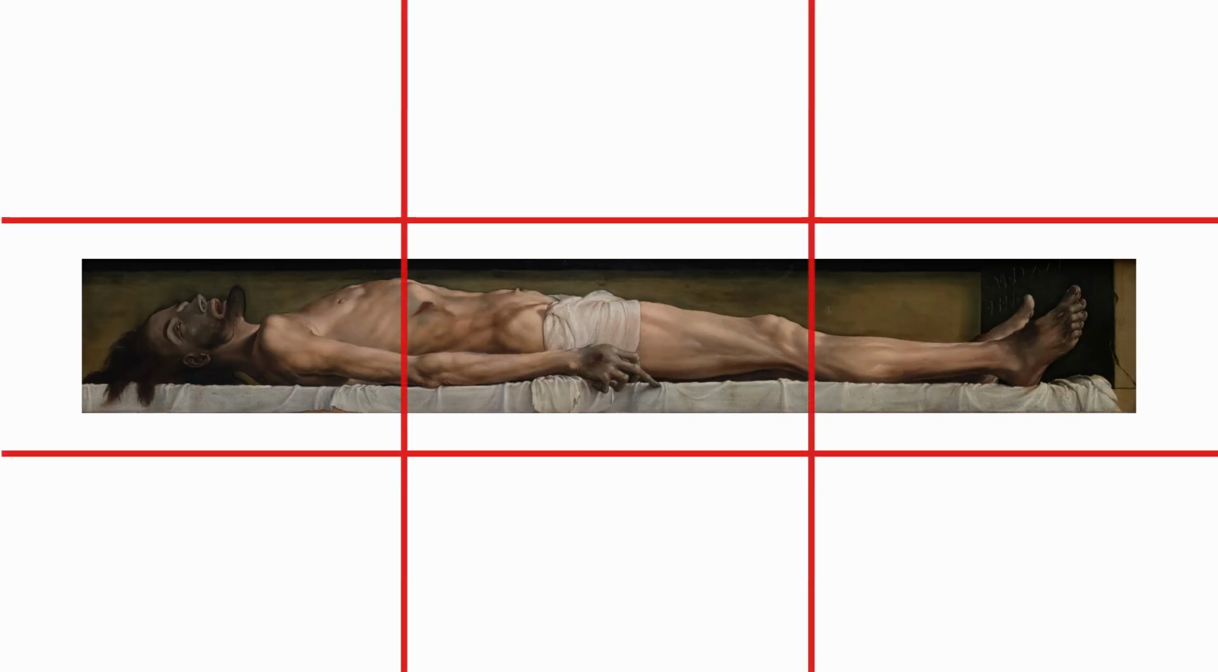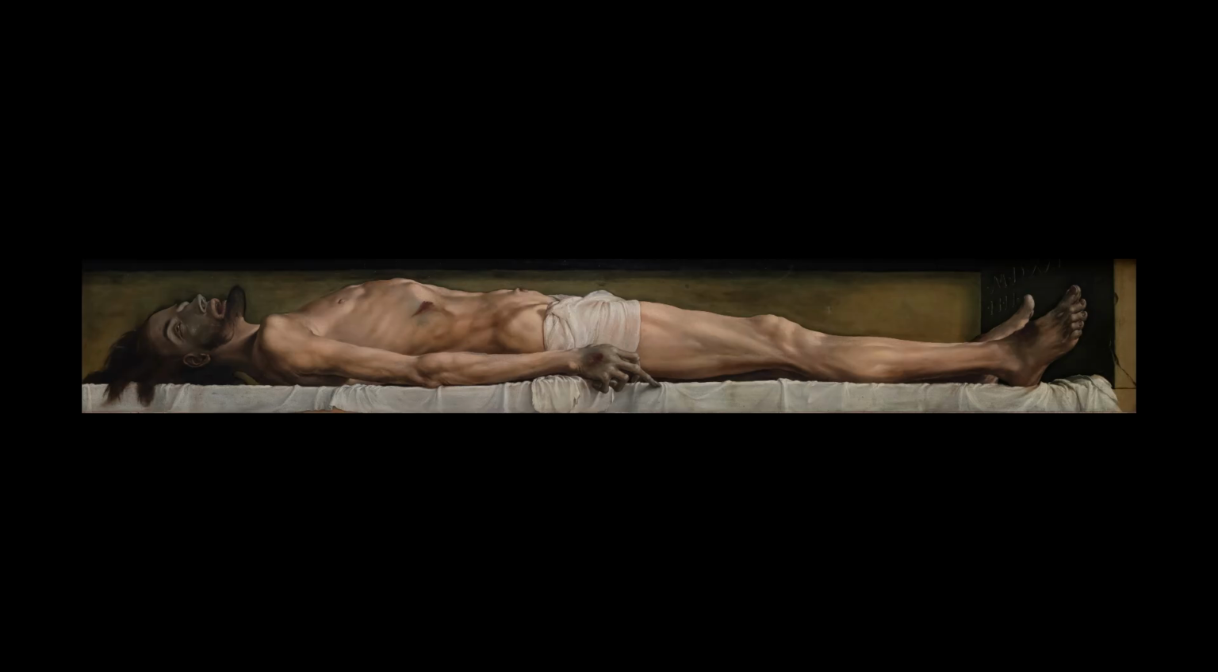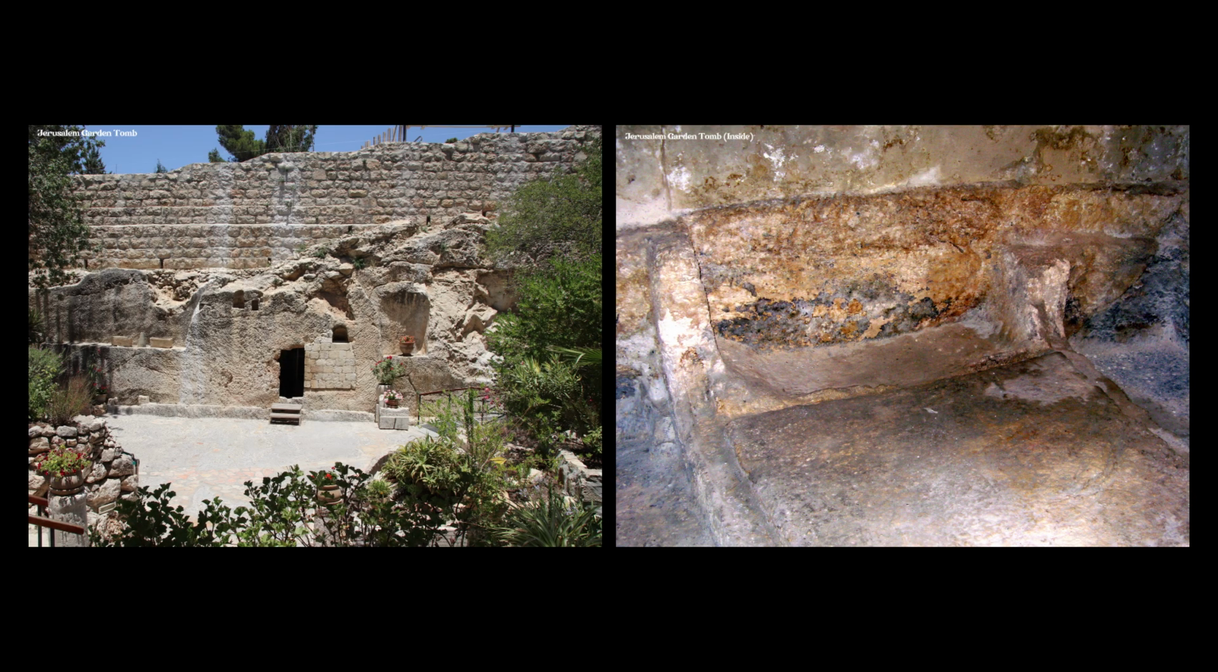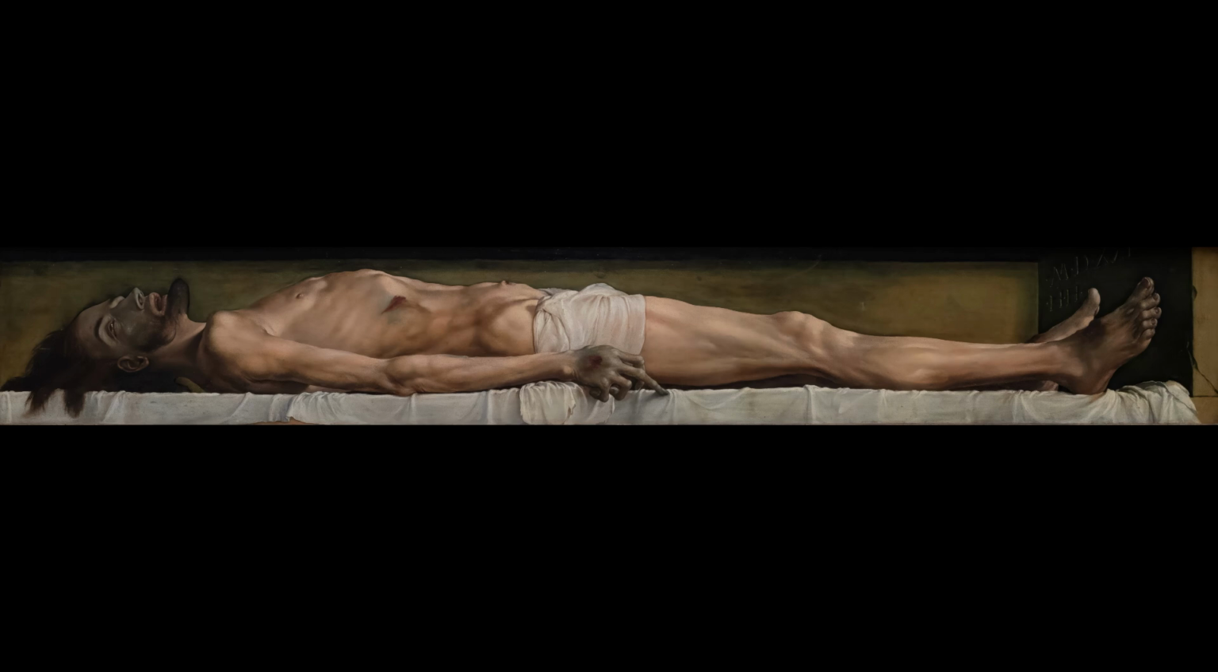This is not a compositional choice meant to be beautiful. This is architectural. This is the exact dimension of a tomb carved into stone. Holbein is not giving us a window into a sacred scene. He is giving us the interior view of a grave. And there, filling that impossible space, is the body.